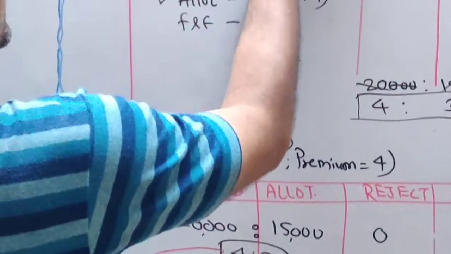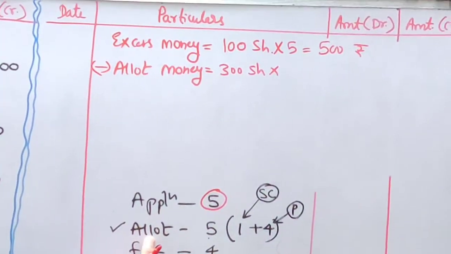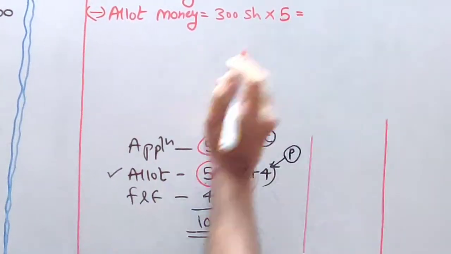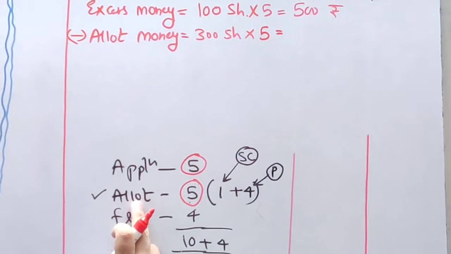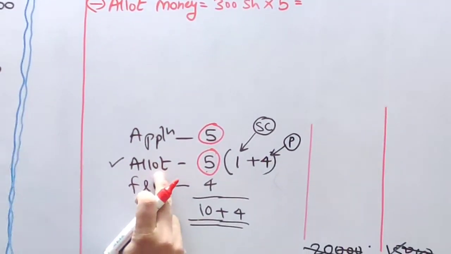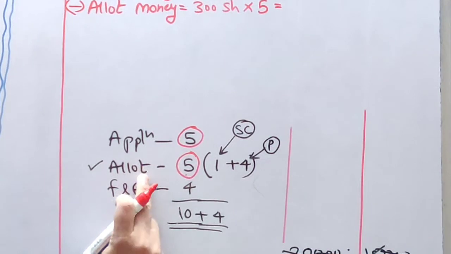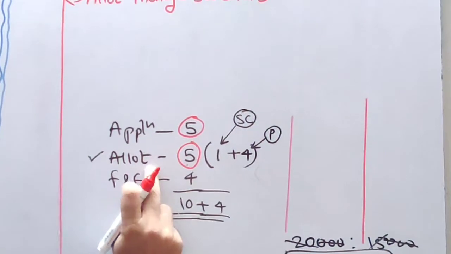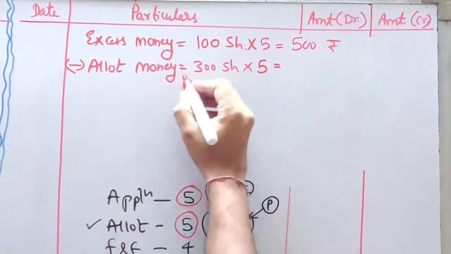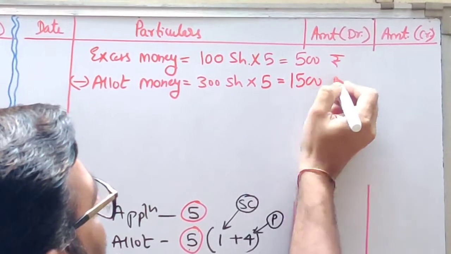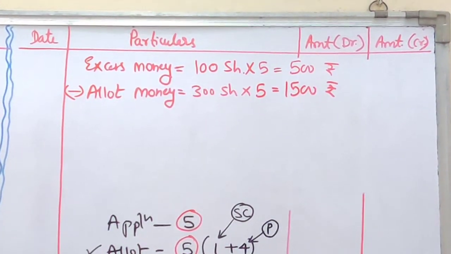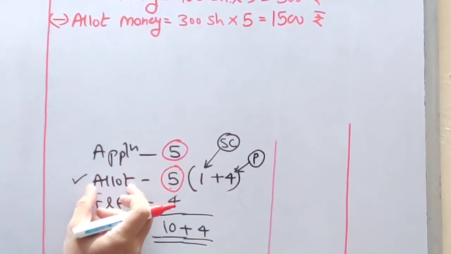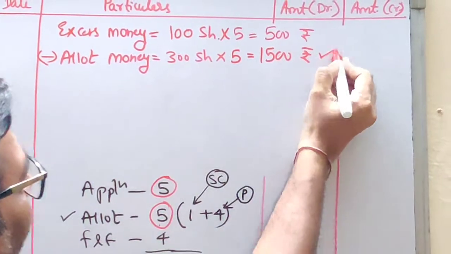So 300 shares were allotted to him. And how much are we asking at the time of allotment? We are asking 5 rupees at the time of allotment. So how much is he supposed to pay? I am doing the personal working of Mr. Ashutosh. He was allotted 300 shares. He will pay 5 rupees per share on his allotted 300 shares. So 300 into 5 is 1500 rupees. So Mr. Ashutosh was supposed to pay allotment money of 1500.